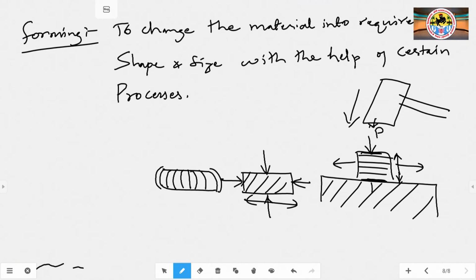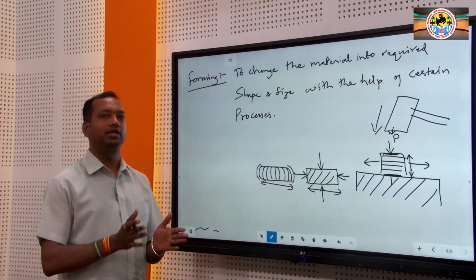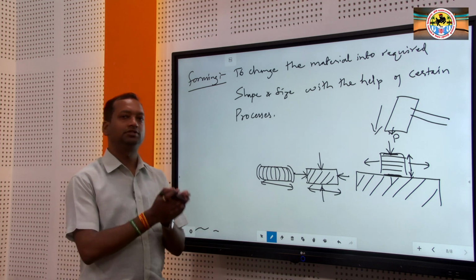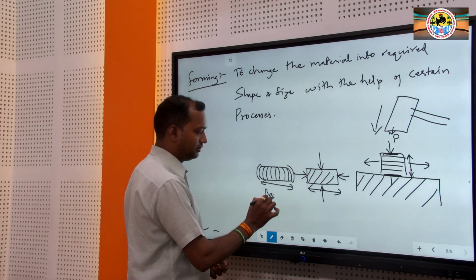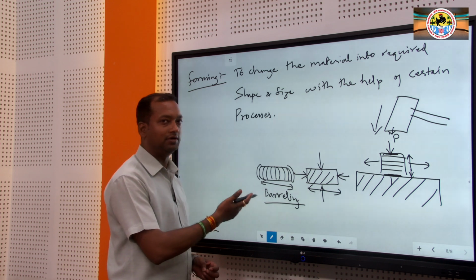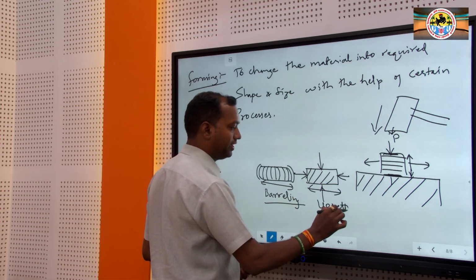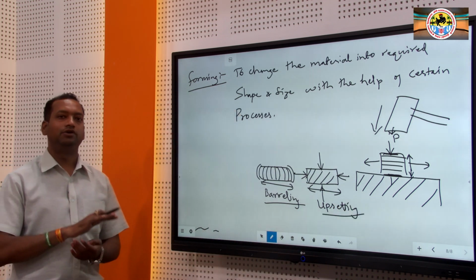This condition is known as barreling, where friction restricts the motion of the edges which are in contact with the surface on which it is placed and the surface by which it is striking. Is it okay? This condition is known as barreling. Later on I will explain it more. This is known as upsetting, where reduction in size, reduction in height is only taken into account.